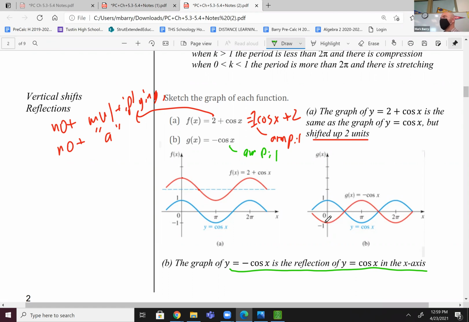Why does it start at its low point? Negative out front. Yep, negative cosine actually starts at the low point. So that's the exception to cosine always starting at a high point. If it's negative, it's going to start at the low point. Got it? Okay.